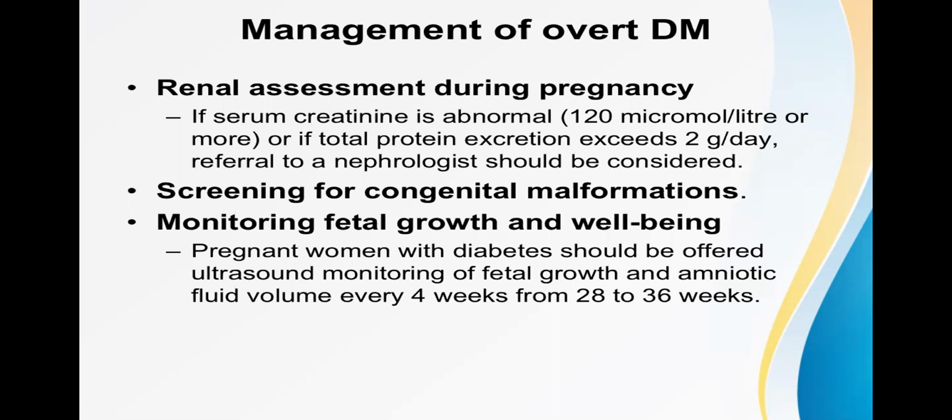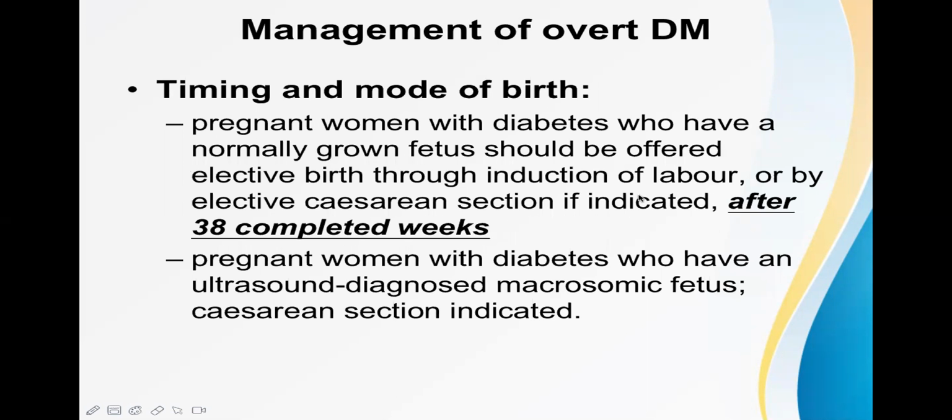Okay, let's move on. Now, what's the timing and mode of the birth? When should we plan for the delivery? Pregnant women with diabetes who have a normally grown fetus should be offered elective birth through induction of labor, or by elective cesarean section if indicated, after 38 completed weeks. That means after she has reached term pregnancy. We don't wait any longer after that. We don't wait for 40 or 41 weeks.